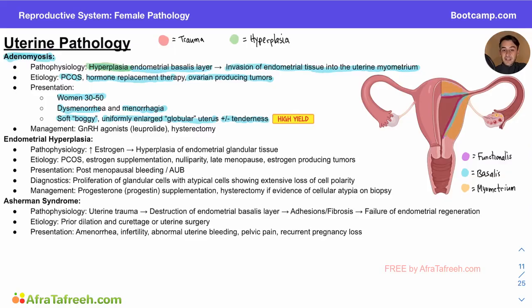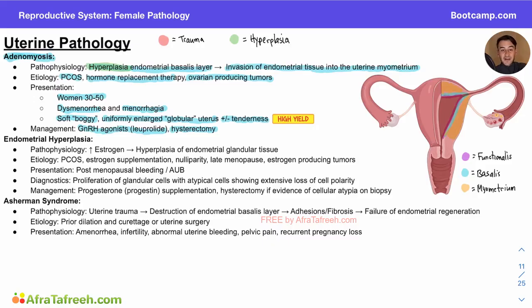In terms of management here, it's all about reducing this hyperestrogenic state. So we can use GnRH agonists like leuprolide, which are going to reset the pituitary hypothalamic axis and bring the estrogen level back down to a normal amount. We can also move on to hysterectomy if the basalis has grown way too far into the myometrium and needs to be removed altogether because it's causing excessive symptoms that cannot be treated medically.